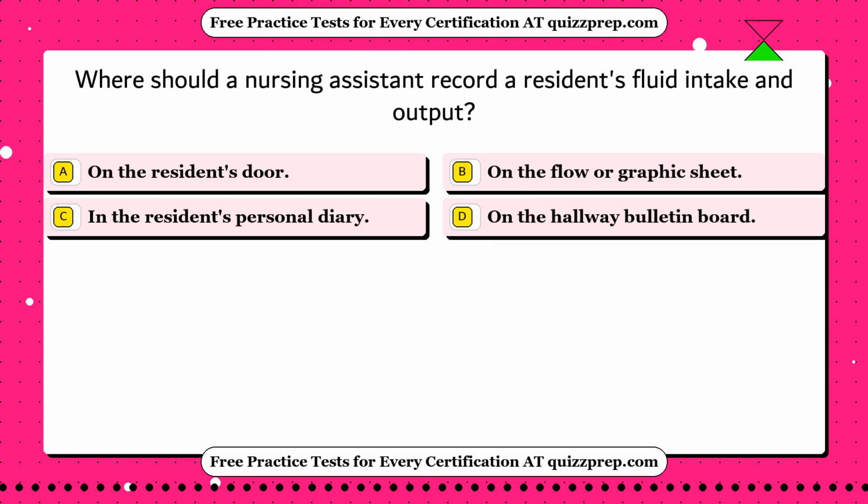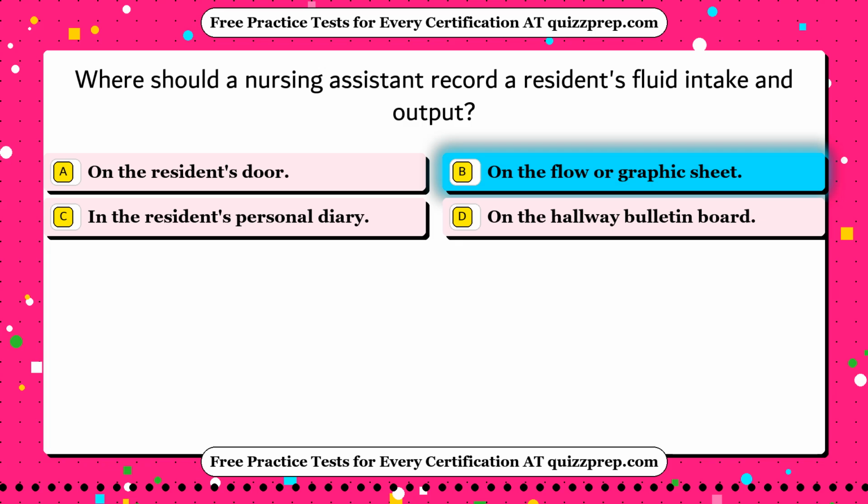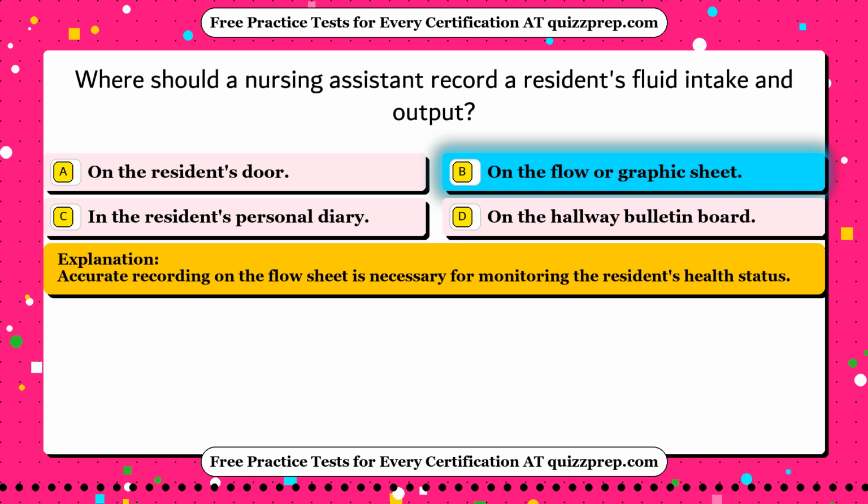Question 93. Where should a nursing assistant record a resident's fluid intake and output? Option A, on the resident's door. Option B, on the flow or graphic sheet. Option C, in the resident's personal diary. Option D, on the hallway bulletin board. The correct answer is option B, on the flow or graphic sheet. Accurate recording on the flow sheet is necessary for monitoring the resident's health status.